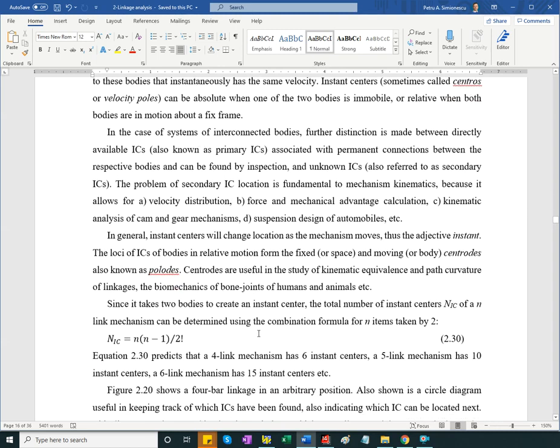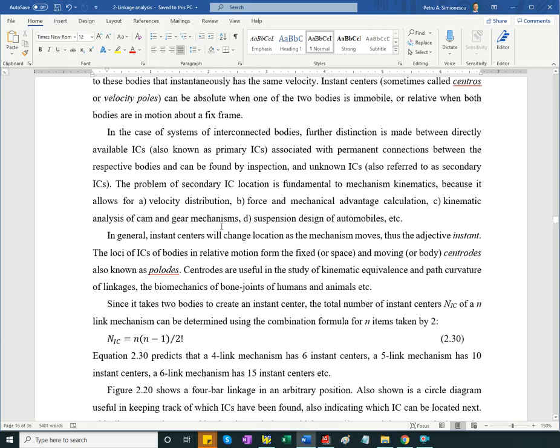In the analysis that we'll be doing, we're going to identify what I'll call readily available, directly available instant centers. These will be centers of pin joints or lines to infinity perpendicular to the lines of sliding or prismatic joints. And then there are instant centers that are not directly available, and we can find them through an analysis we'll learn about in this section.